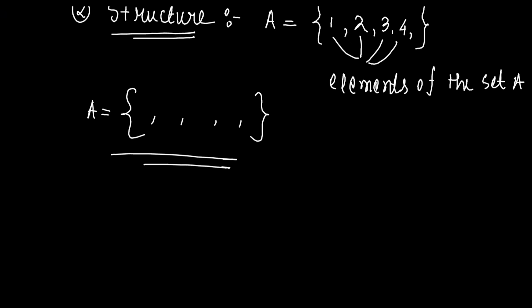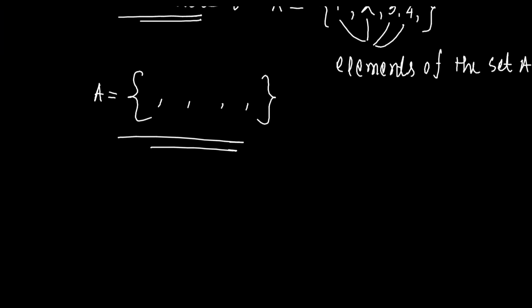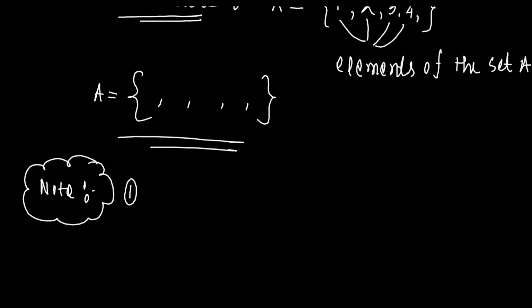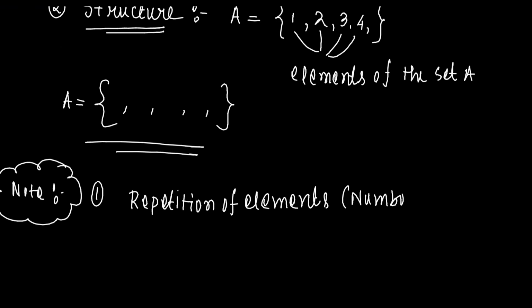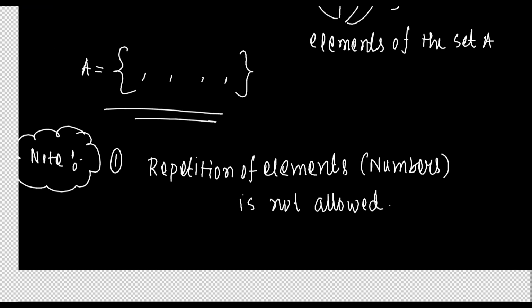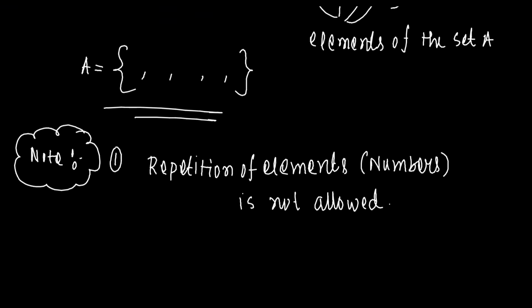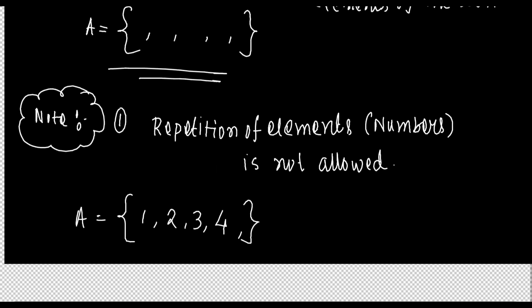Now, to write a set, we have to note a thing: in a set, repetition of elements or numbers is not allowed. Suppose I have written 1, 2, 3, 4 in a set like this. Now further I cannot write 1 again, because I have written it once. So repetition of elements is not allowed in a set.